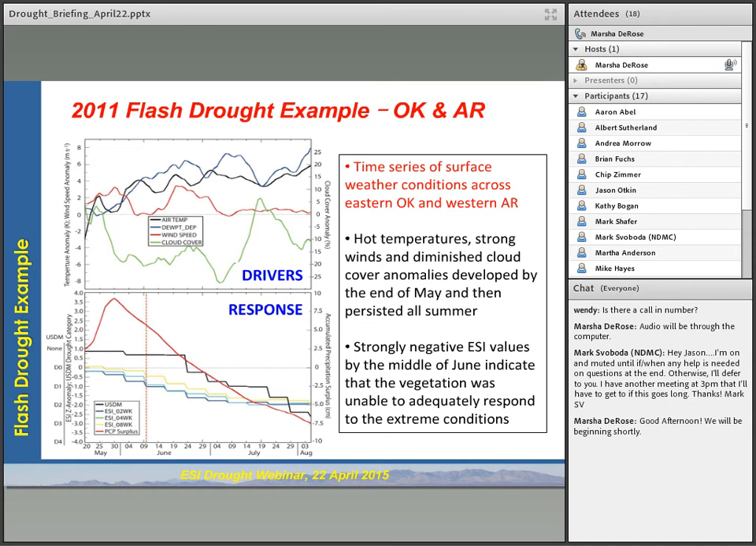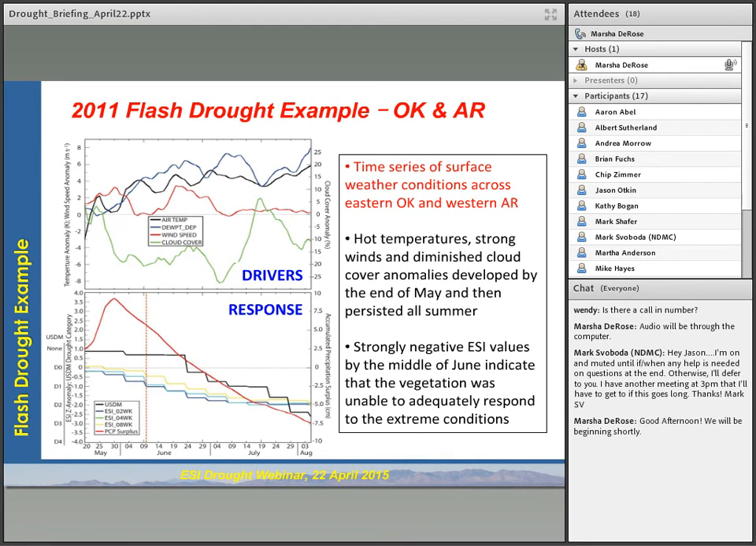Now, in the bottom panel, you can see that the ESI anomalies were already becoming negative by the end of May, with the first large weekly decreases occurring during the second week of June, even though there was still a large rainfall surplus at that time. It wasn't until several weeks later before the U.S. Drought Monitor began to depict rapid drought development.